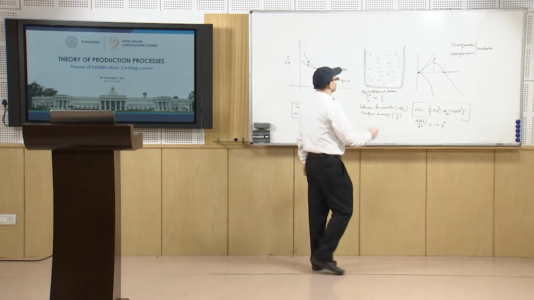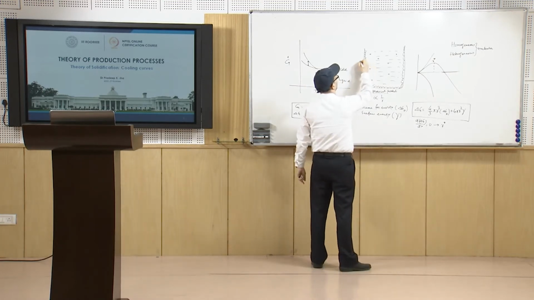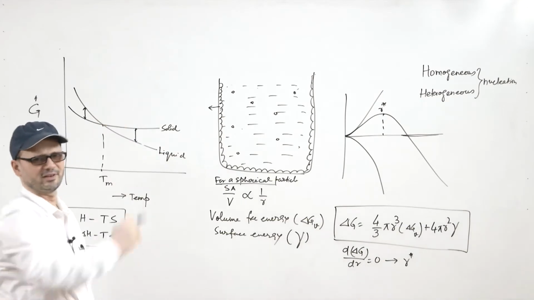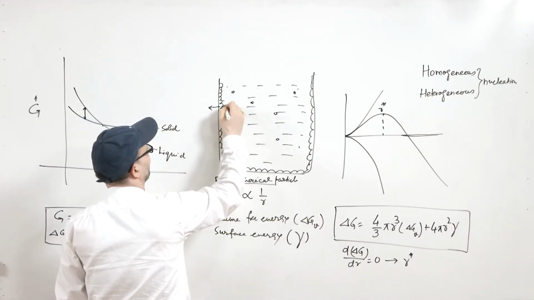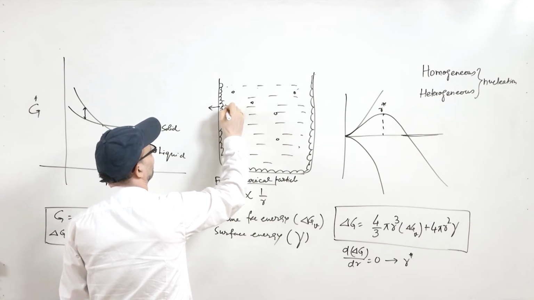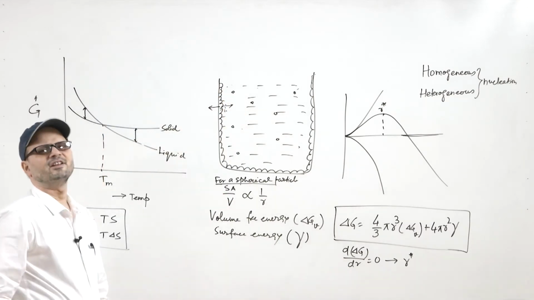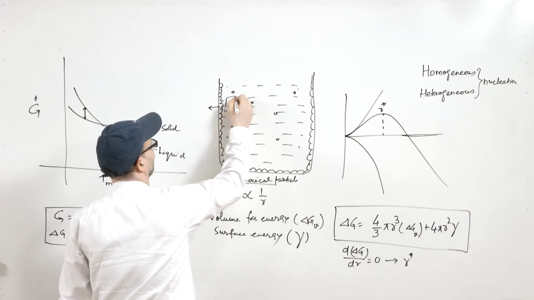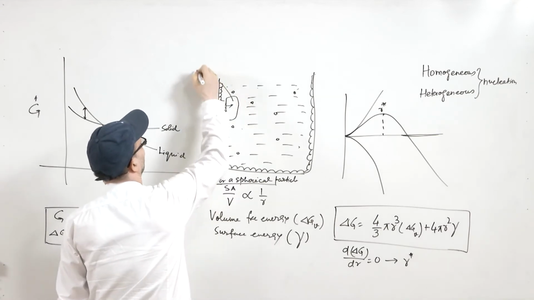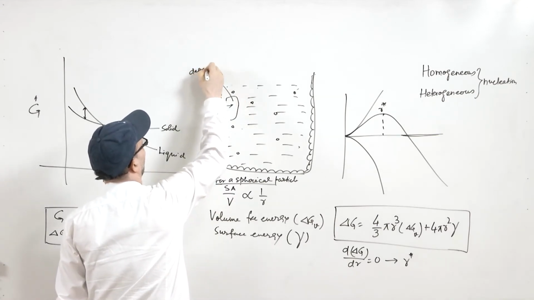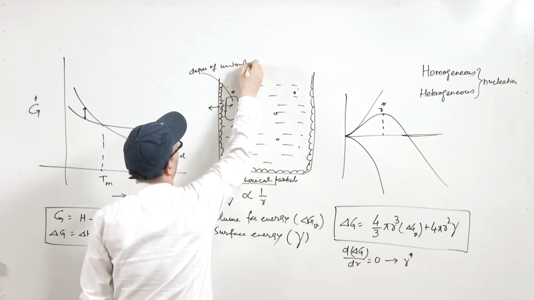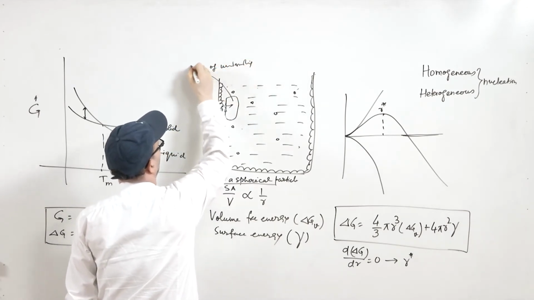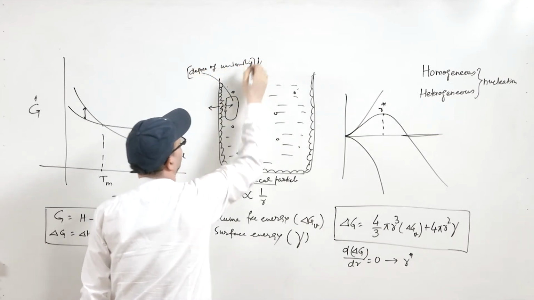The heat which goes in this direction goes into the surroundings, but the heat which goes in this direction will decrease the degree of undercooling in the nearby region. So, here in this region the degree of undercooling is decreased.